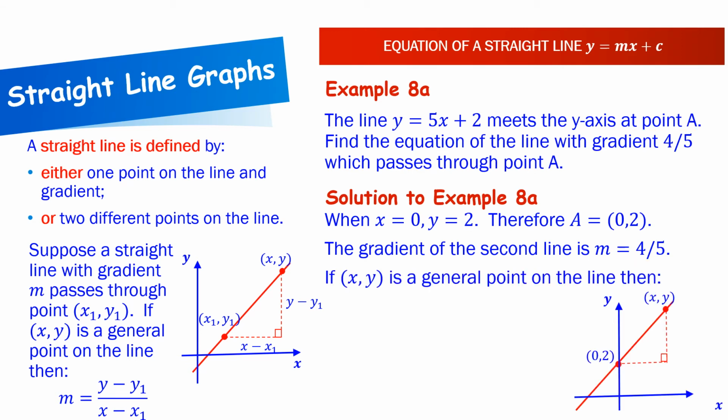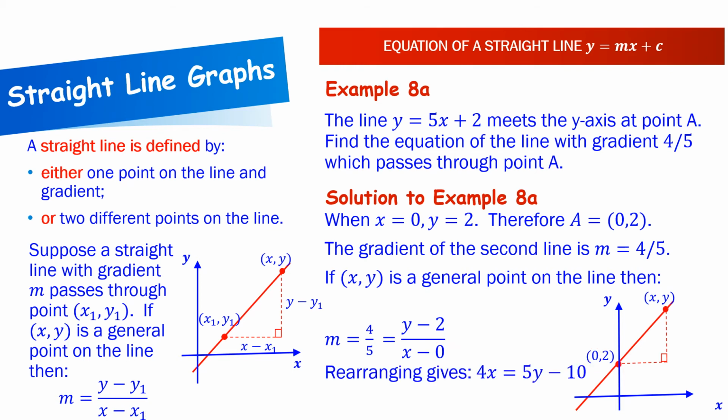So if (x, y) is a general point on the line, then m equals 4/5, which equals y minus 2 over x minus 0. Rearranging gives 4x equals 5y minus 10.